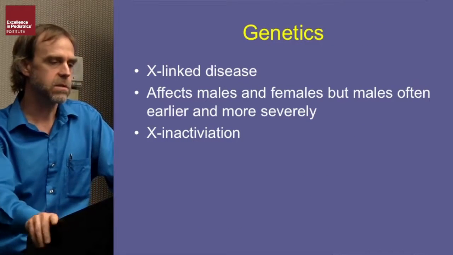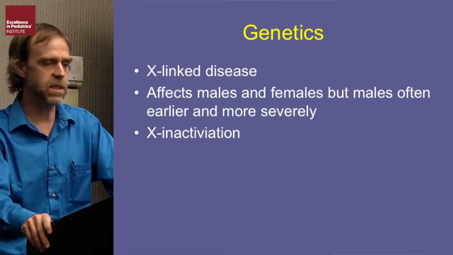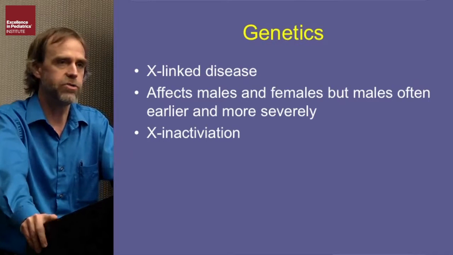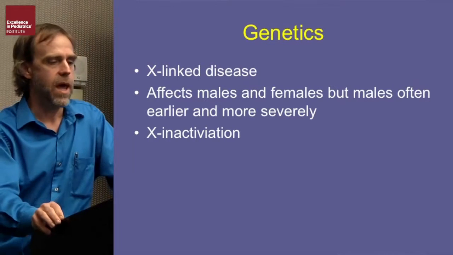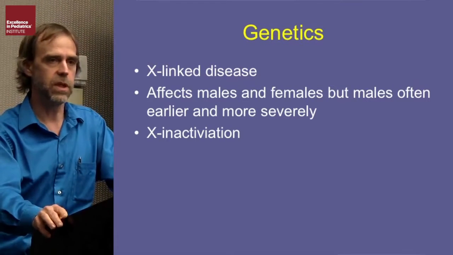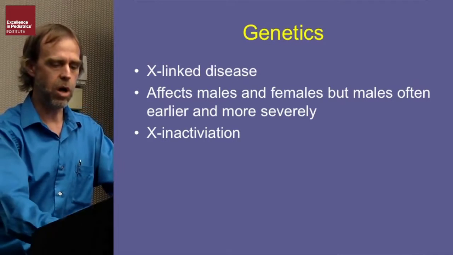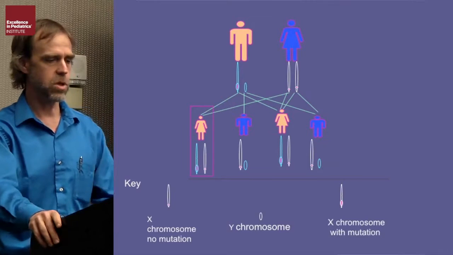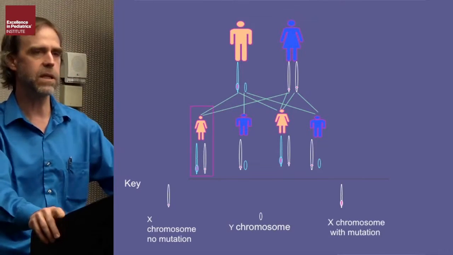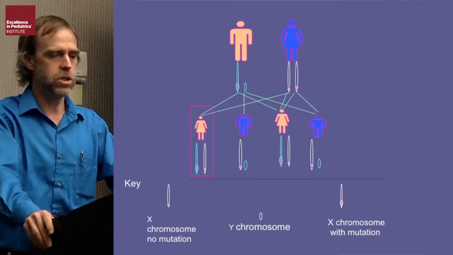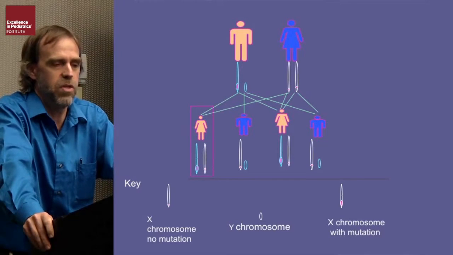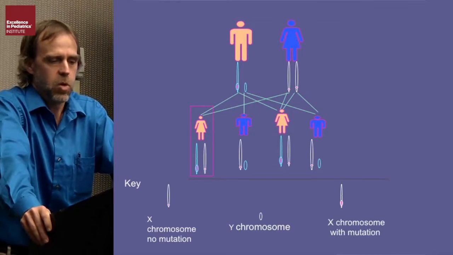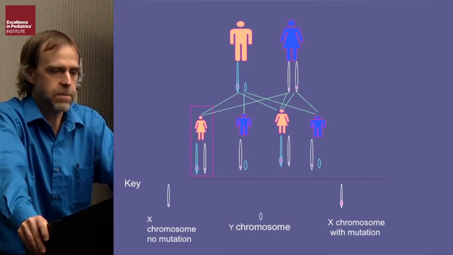Okay, the genetics, as I mentioned, this is an X-linked disease. It affects males and females, but males are symptomatic earlier and are typically more severely affected. That is in part due to X inactivation. So this diagram shows the light-colored images are the people with Fabry disease. The blue ones are the people without Fabry disease.